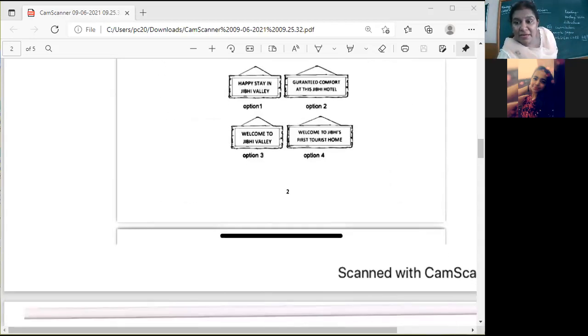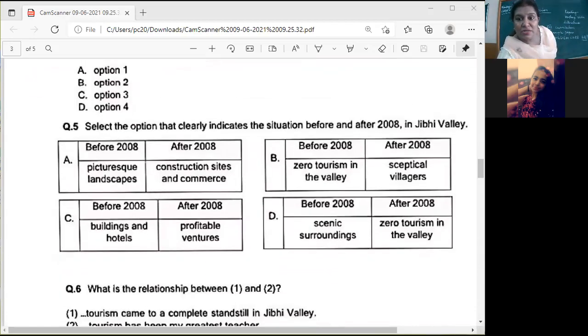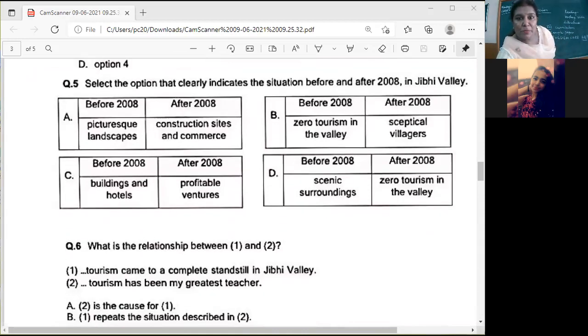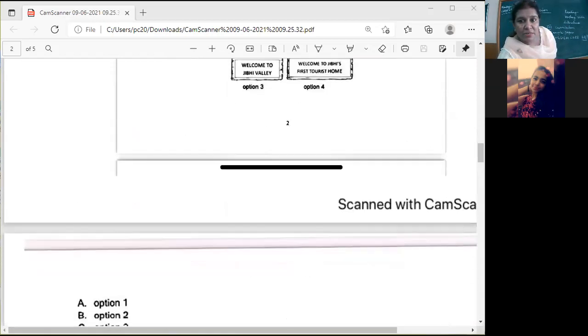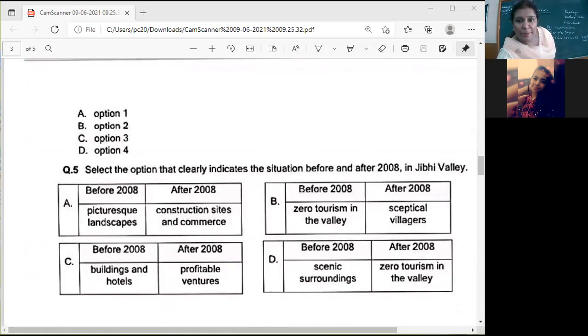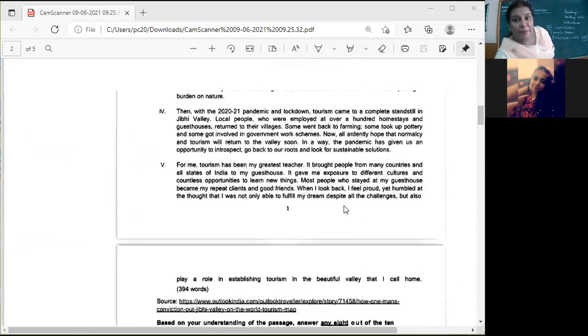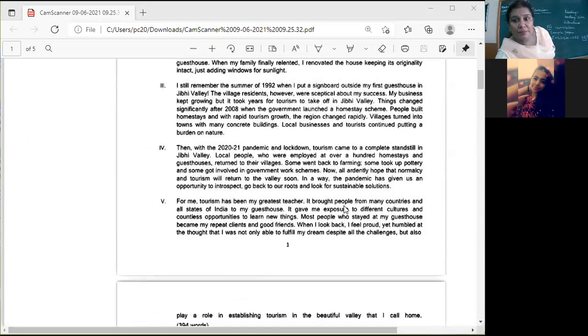Now let's see here. I had taken screenshots here, and maybe that is why question four is not very clearly mentioned. So you can go through it in the question paper. Section five, select the option that clearly indicates the situation before and after in Gibi Valley. Before and after. What happened after 2000? What happened after 2000 in Gibi Valley? Look at your comprehension.